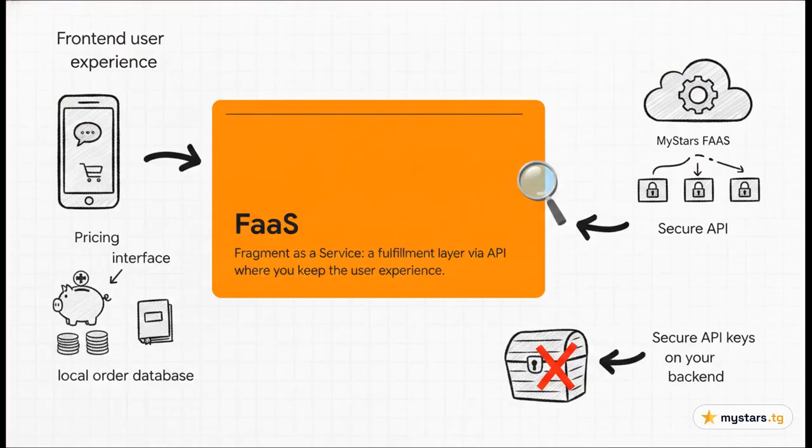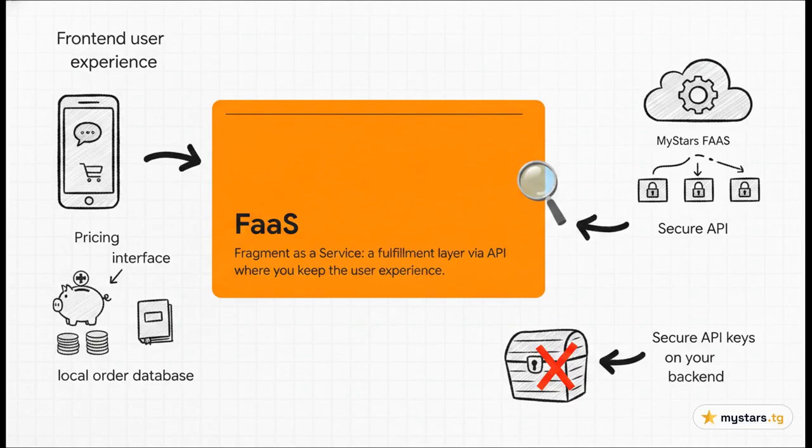So you're sold on the why, and now you're probably itching to know the how. The absolute key here is understanding the architecture. Let's break down this really cool concept called FaaS, or Fragment as a Service. Basically, think of it as a clean separation of duties.